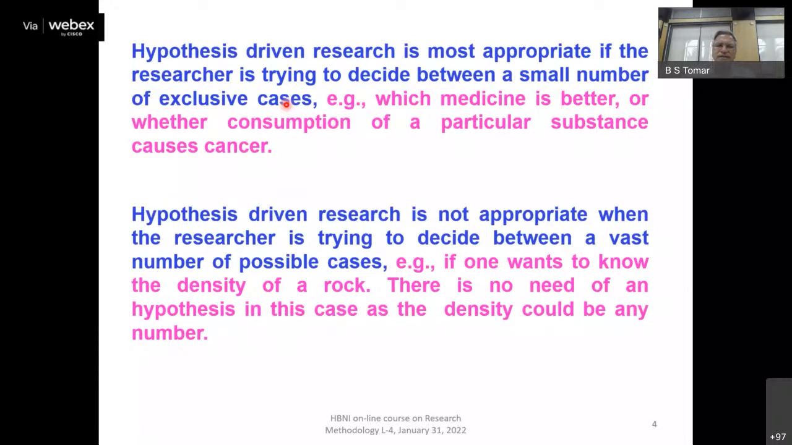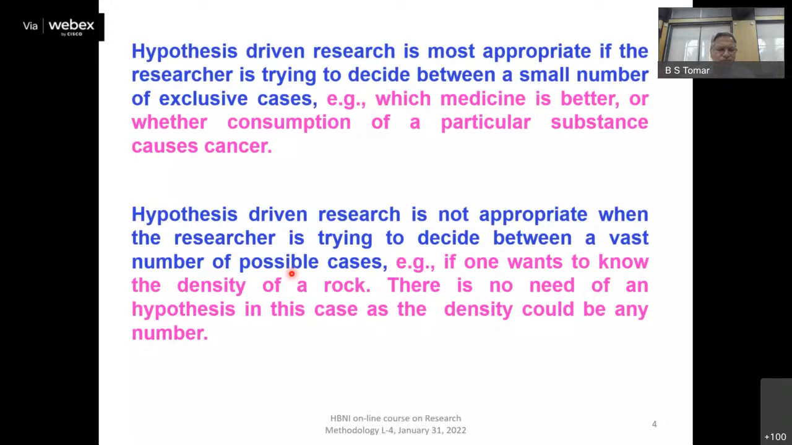But there are many examples where you don't expect this kind of exclusive outcomes. When you have multiple outcomes, a large number of outcomes, like when a researcher is trying to find out between a vast number of possible cases, then you have a lot of options. There is no point in making a hypothesis. For example, you want to know the density of a rock. So you are measuring the density of a rock. You are doing a measurement of a quantity, and the rock density could be anything. It could be 3, 4, 5, 6, or 3.5. So you have a large number of options.